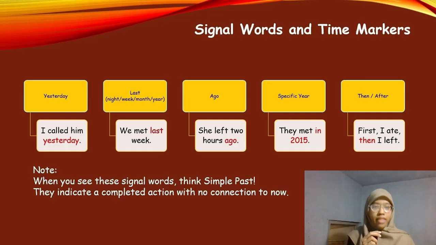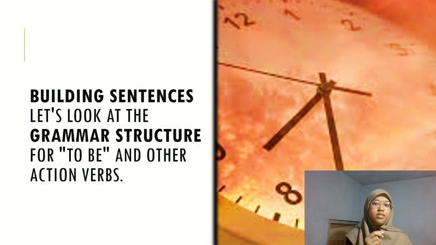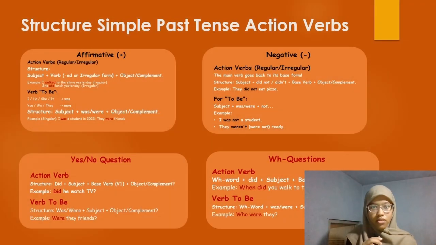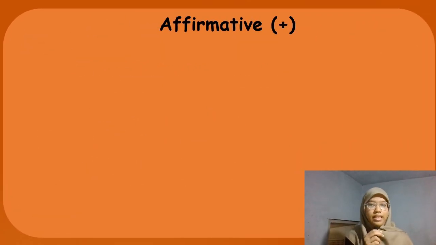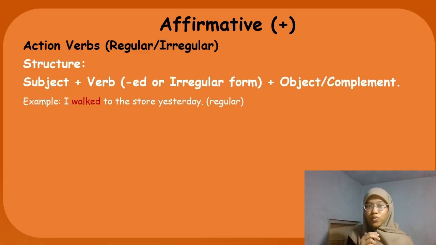Next is then or after. For example, first I finished work, then I went home. When you see these signal words, think simple past. These words are your clue. They tell you the action is completed, finished, and has no connection to now. Now, the most important part is building sentences. We need to look at the grammar structure. For action verbs, it can be both regular or irregular verbs. The structure is subject plus verb in the past form, which is verb 2.